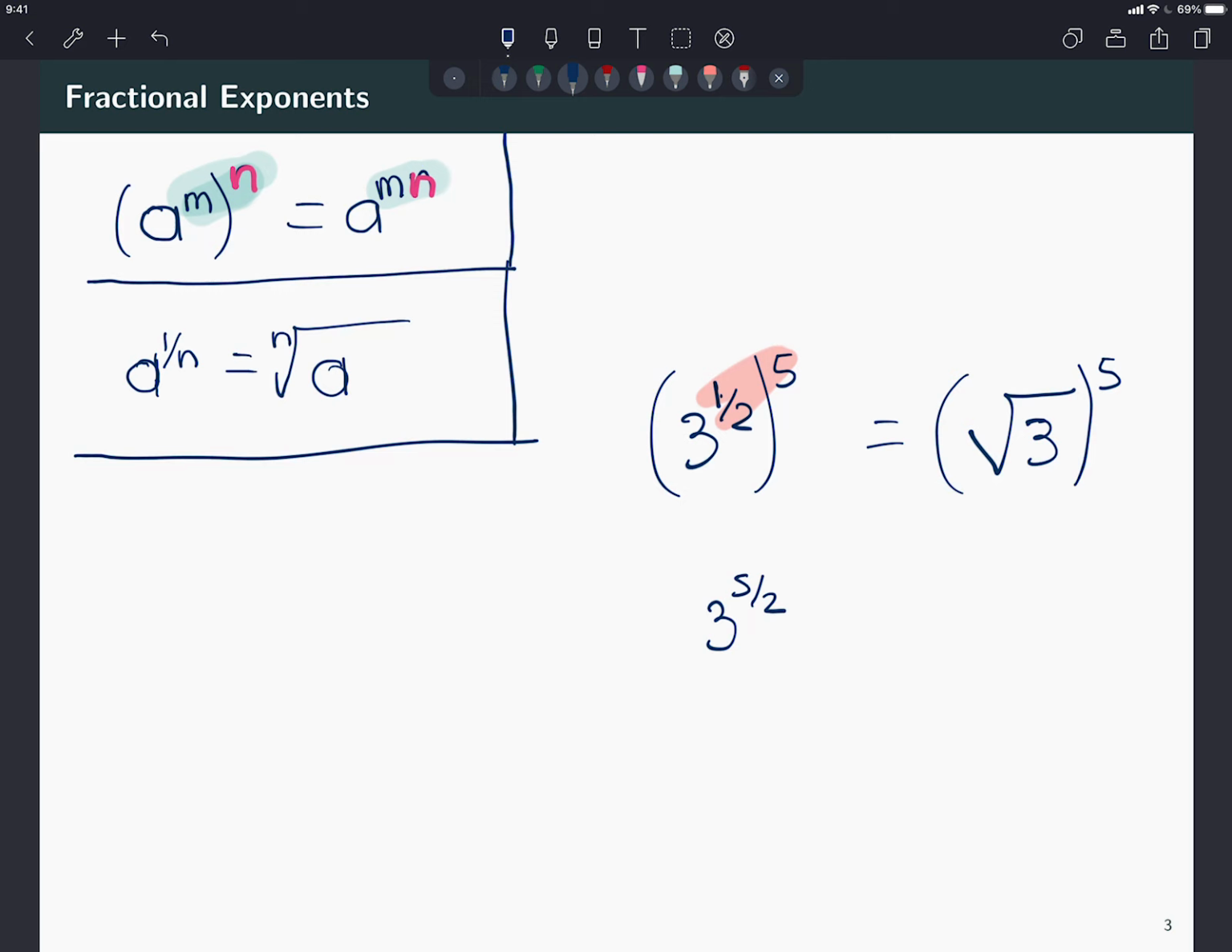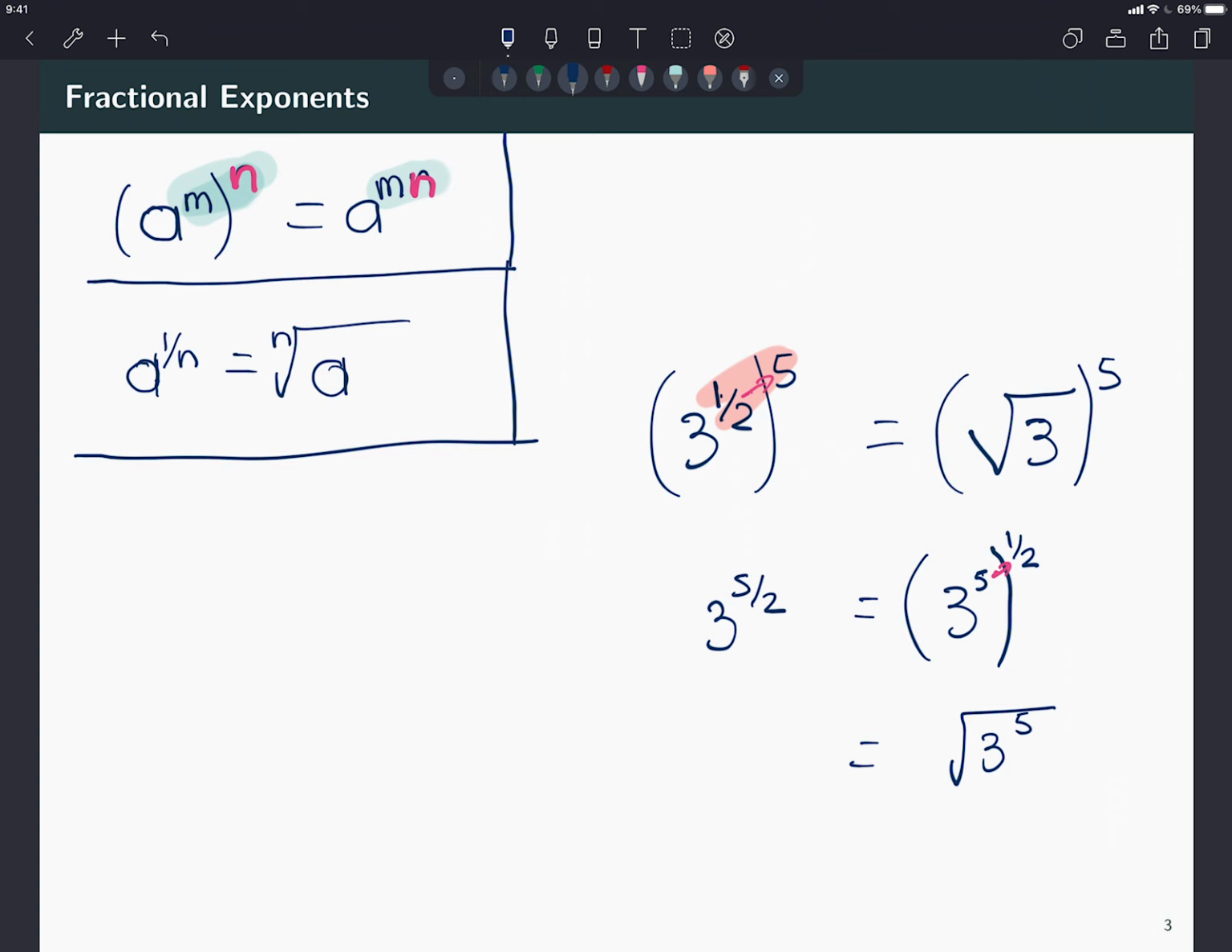But something interesting by seeing it this way is that I could have also written this backwards. I could have written 3 to the 5th power and then the power of 1/2, correct? Because if I multiply 1/2 times 5, it doesn't matter if I multiply in this order or in this order, 5 times 1/2. But written this way, I could get the square root of 3 to the 5th.